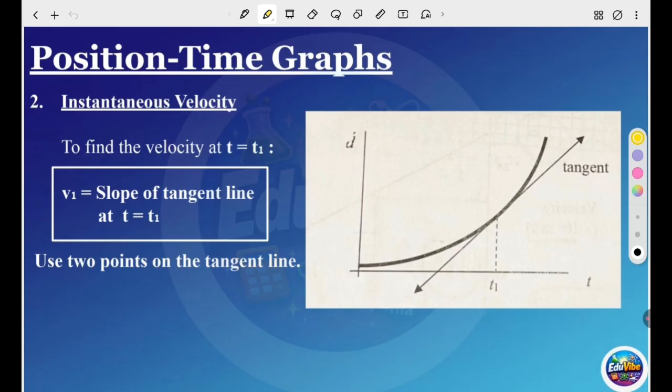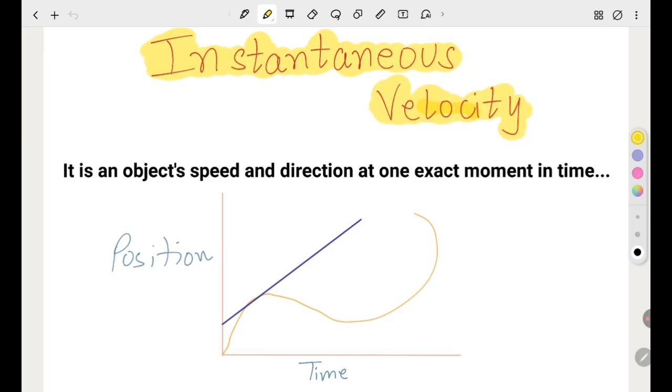Next is the instantaneous velocity. So what is instantaneous velocity? Instantaneous velocity is the object's speed and direction. It is velocity, so we have the direction too. So it is the object's speed and direction at one exact moment in time. At one exact moment of time, the speed and direction for that particular object is the instantaneous velocity.